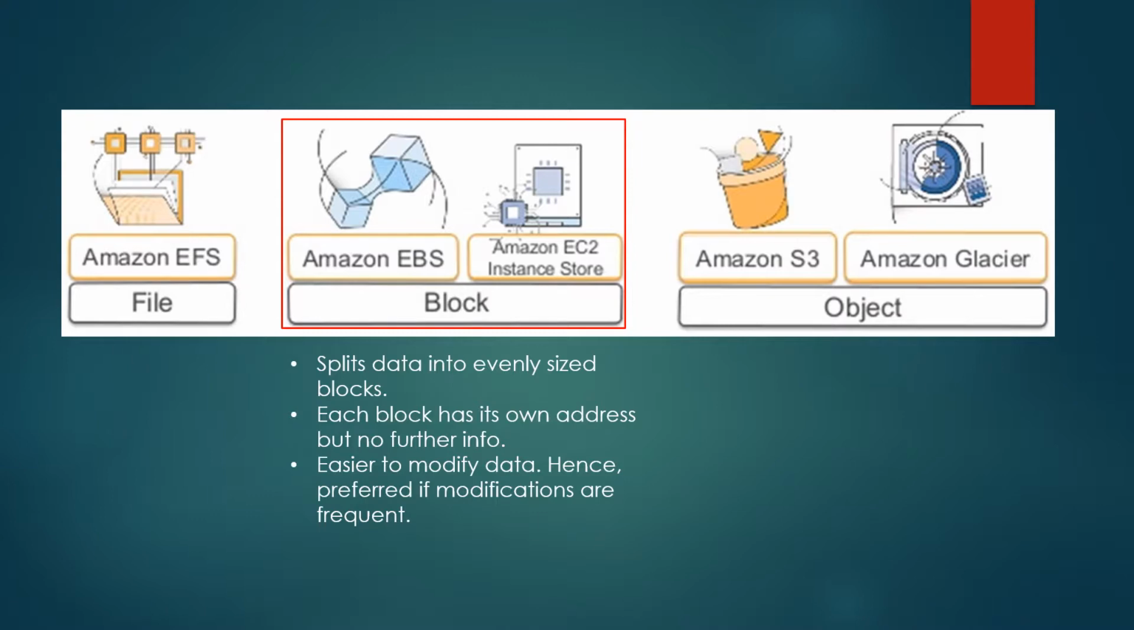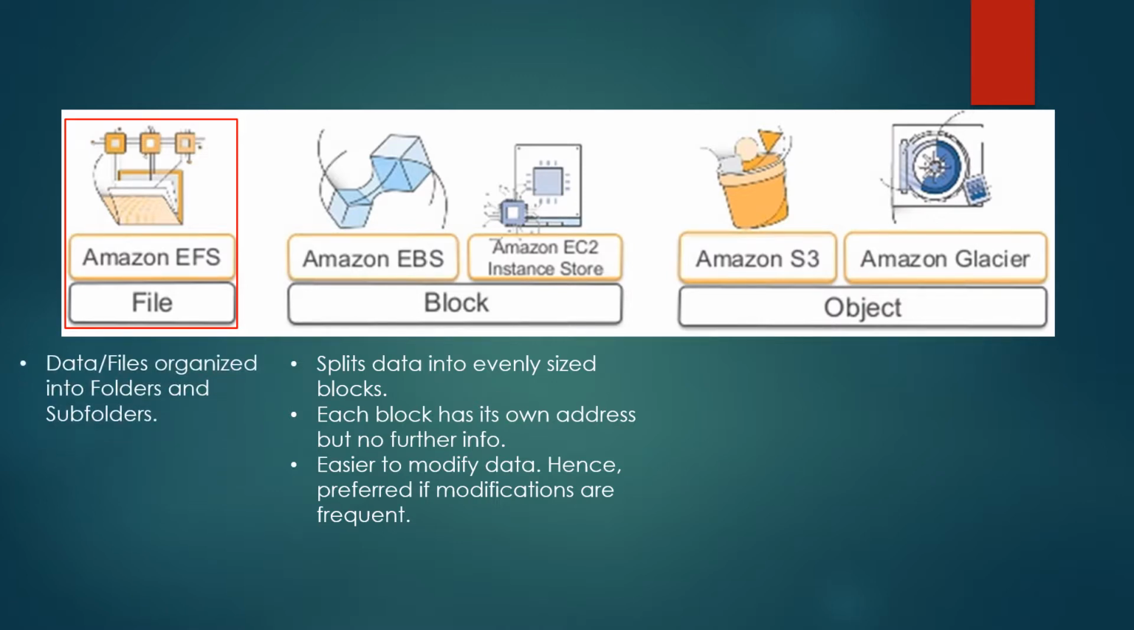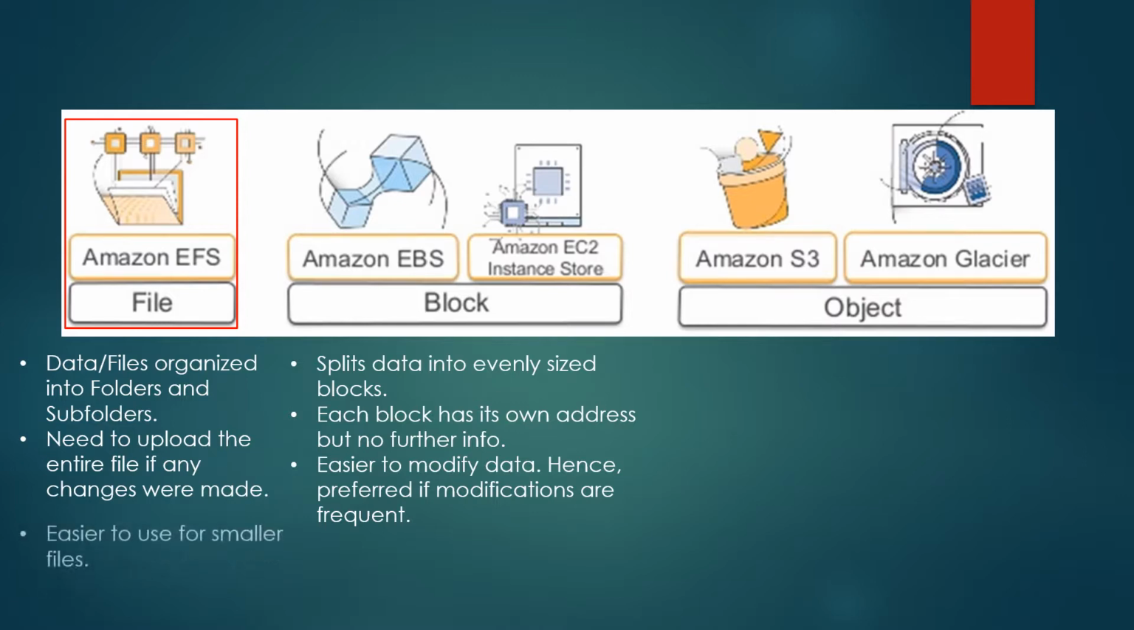The second service is file storage. In file storage, files are organized into hierarchy within folders and subfolders to form a defined path. If any changes are to be made to a file, then the entire file should be uploaded again. This works well with small files. But let's say our capacity requirement grows and we have to upload multiple files by multiple users at the same time. Well, it can become a little burdensome. Amazon currently offers EFS or Elastic File System for file storage.